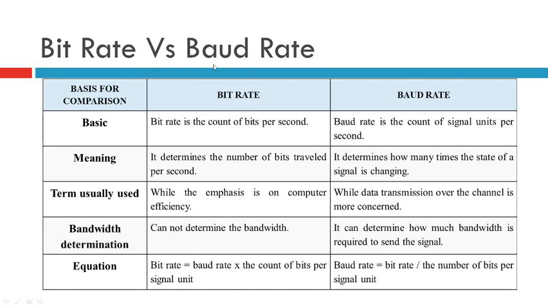Bandwidth determination: we cannot determine the bandwidth of a signal by using bit rate, and baud rates are used to determine how much bandwidth is required to send a particular signal. The formula for calculating the bit rate is given. Bit rate is equal to baud rate times the count of bits per signal unit, and given the bit rate, the baud rate can be calculated as baud rate equals bit rate divided by the number of bits per signal unit.